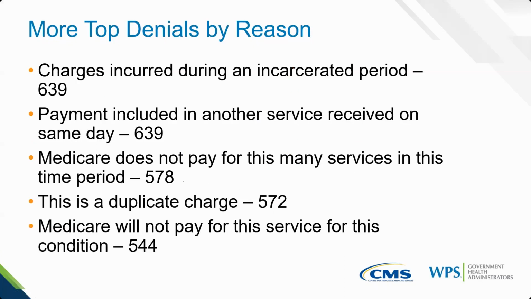Again, here, similar to the number one reason for denials for psychiatrist claims at WPS GHA is duplicate charge. 572 more. There's different types of duplicate denials that can occur. We actually have a website article that speaks to the different types of duplicate charges and how to avoid them. Lastly, Medicare will not pay for this service for this condition. When you see something like this, again, it's a medical necessity denial. And typically that would mean that there's either a national or a local coverage determination that determines payment.